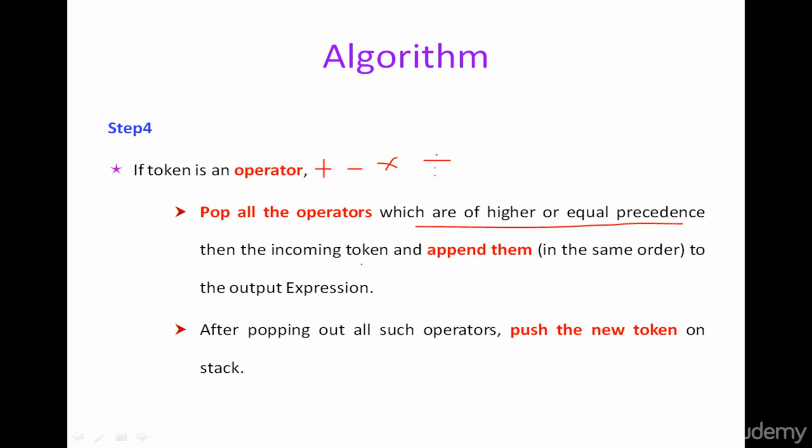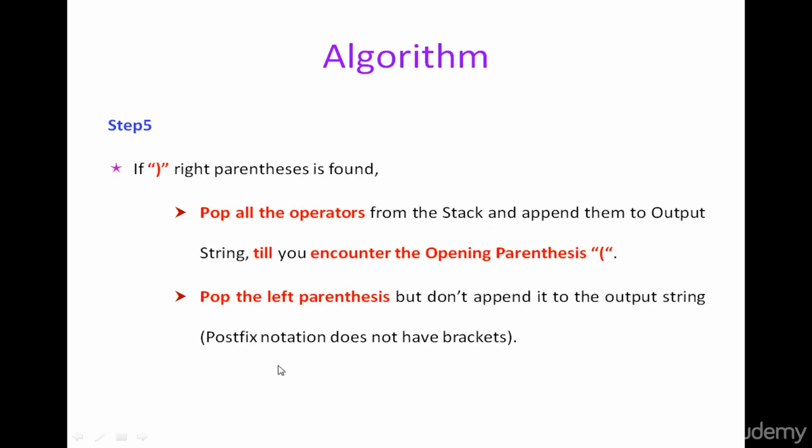If we have a multiplication operator as the token, and in the stack we have a minus operator that's already there, then we won't pop the minus out, because the multiplication has higher precedence than the minus. After popping out all such operators, push the new token onto the stack. No need to worry if you are not getting anything right now, because in the example we will discuss all this and you will get the point.